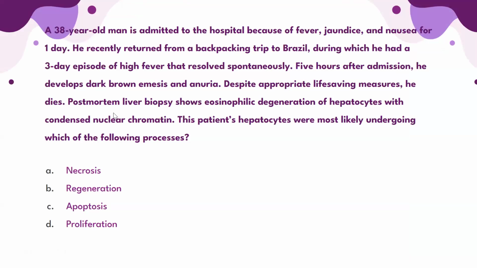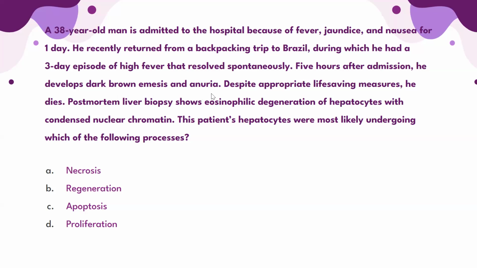A 38-year-old man is admitted to the hospital because of fever, jaundice, and nausea for one day. He recently returned from a backpacking trip in Brazil, during which he had a 3-day episode of high fever that resolved spontaneously. 5 hours after admission, he develops dark brown emesis, anuria. What does dark brown emesis mean? Like, what does it indicate? Esophageal bleeding. Yes, exactly. So it indicates upper GI bleeding. Another term for dark brown emesis is coffee ground emesis.